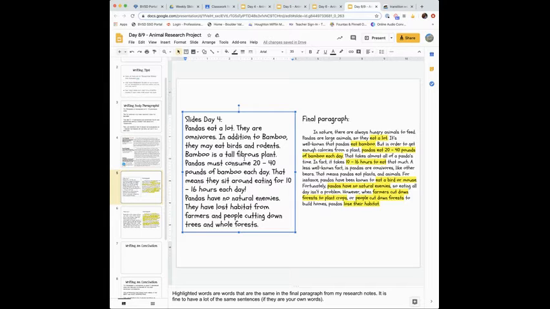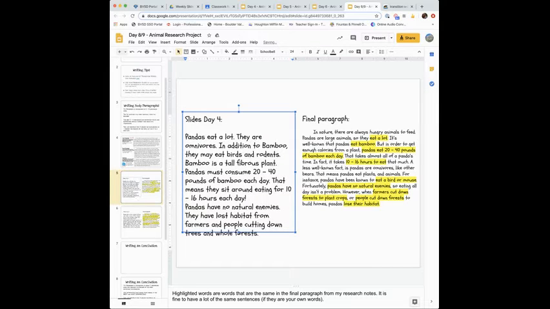Bamboo is a tall, fibrous plant. Pandas must consume, I decided to use a fancy word for eat, 20 to 40 pounds of bamboo each day. That means they sit around eating for 10 to 16 hours each day. Pandas have no natural enemies. They have lost habitat from farmers and people cutting down trees and whole forests. I mean, honestly, that sounds pretty good. It needs some more transition words, but it's a pretty good paragraph right there.